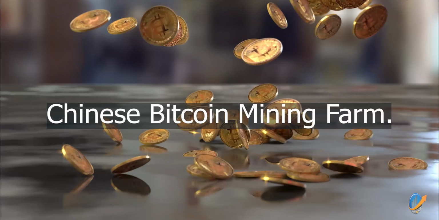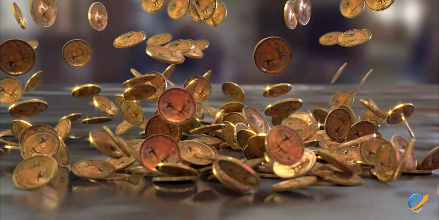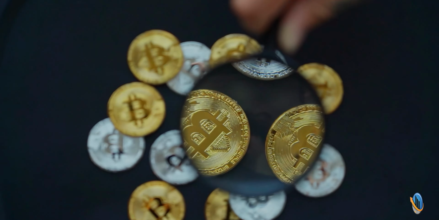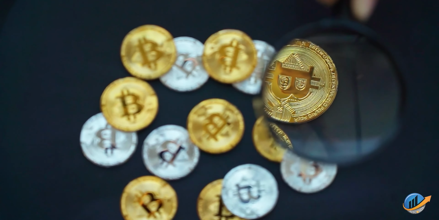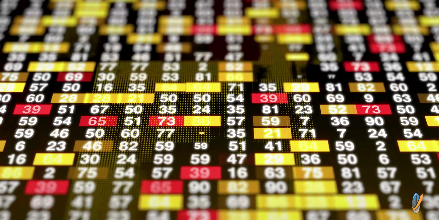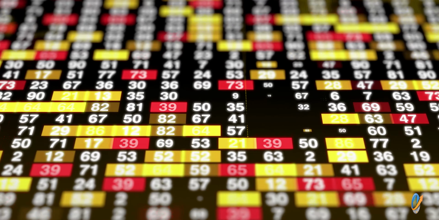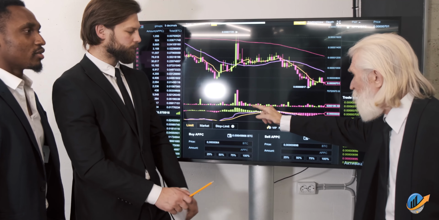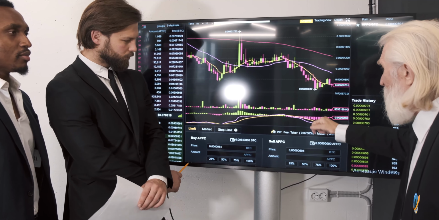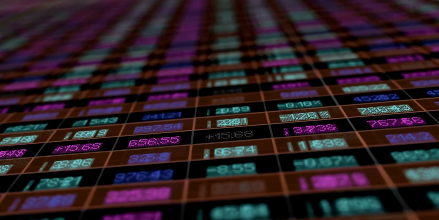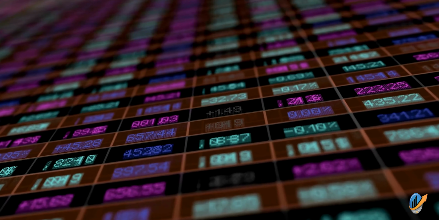Liaoning is in northeast China. This mining farm is located in Liaoning province, which is in northeast China. It is also one of the world's largest mining farms. It operates in the vast space of a refurbished and abandoned factory. The farm's computing power is 360,000 TH, and they can mine more than 700 BTC per month.